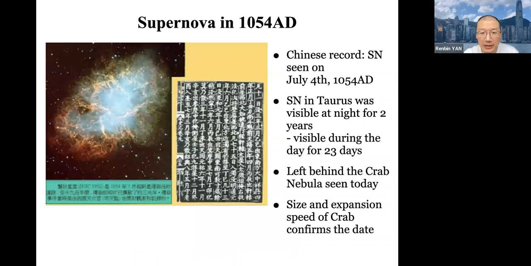In Chinese history, we have observed many of these supernova, and one of the famous ones was observed in the Song Dynasty in 1054 AD, and we have extensive records of the supernova in Chinese history books. It happened on July 4th, 1054 AD.